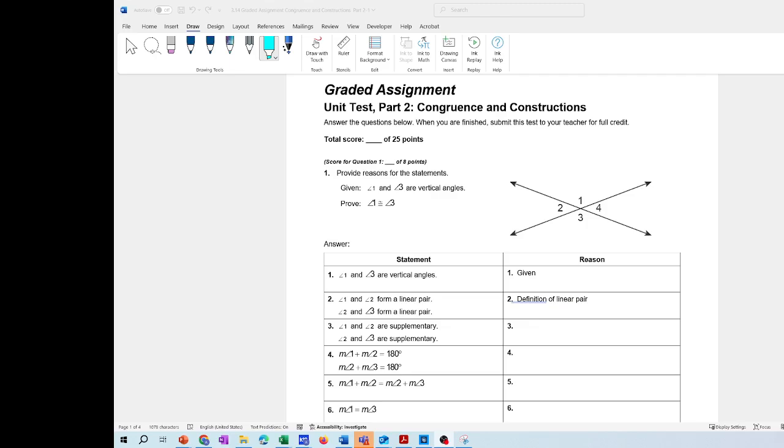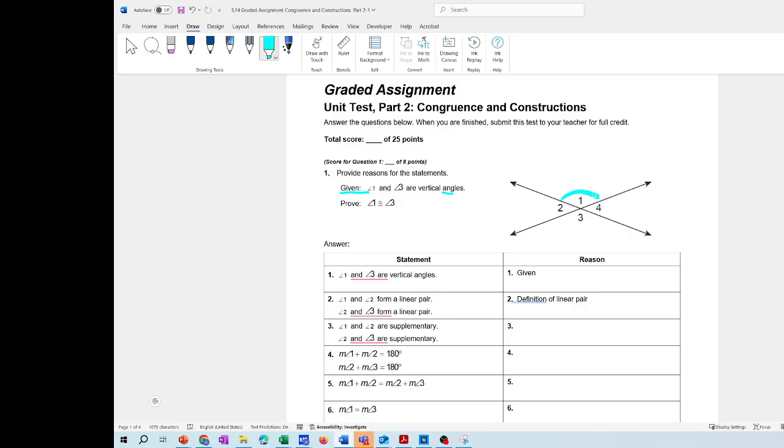Today I'm going to explain the Unit 3, Part 2, TGA Congruence and Constructions. So let's take a look at the first question. It tells you to provide reasons for the statement. The information that is already given is that angle 1 and angle 3 are vertical angles.